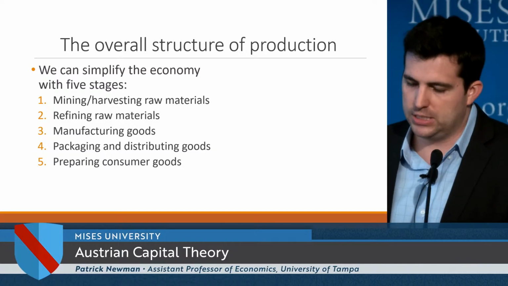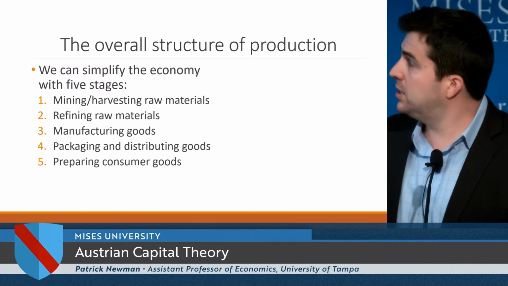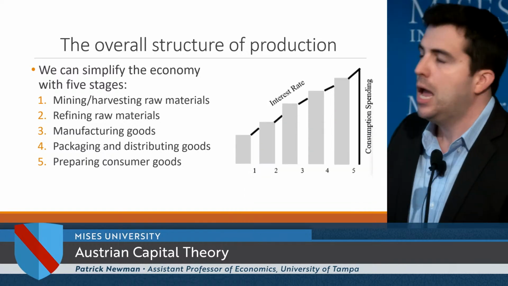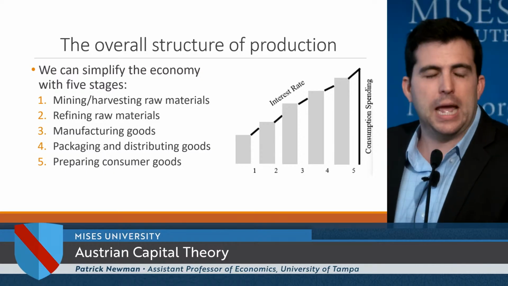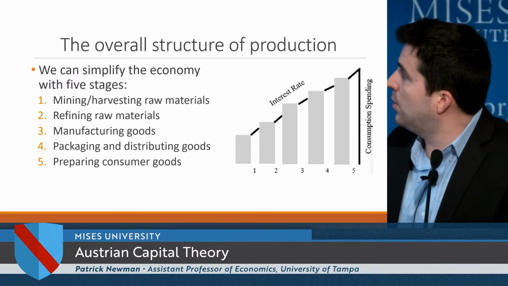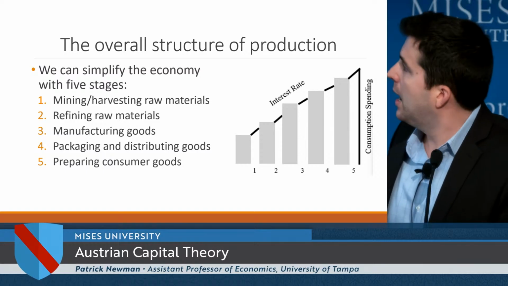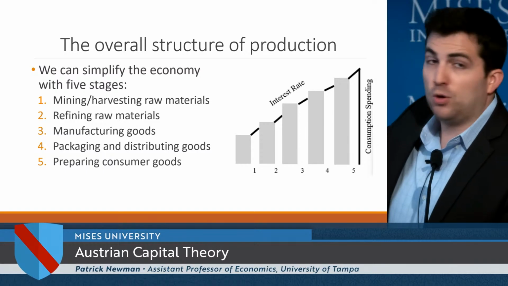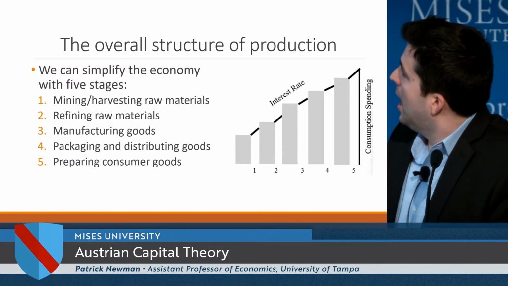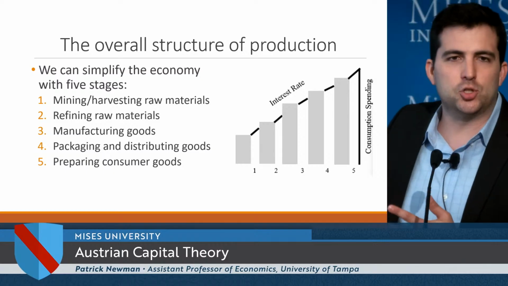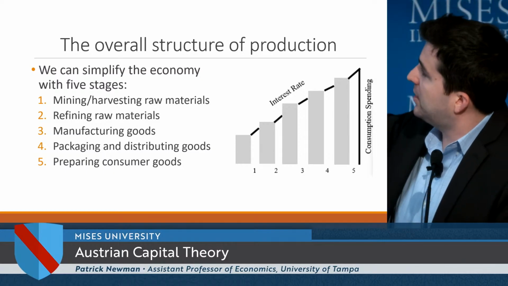The goods exist. So Austrians are big on using diagrams that look something like this. You could spend 45 minutes just looking at a diagram like this. I want to just cover it briefly. So you have this beautiful trapezoid, I might add. Sometimes they're known as Hayekian triangles. They're technically trapezoids, but you've got these stages.